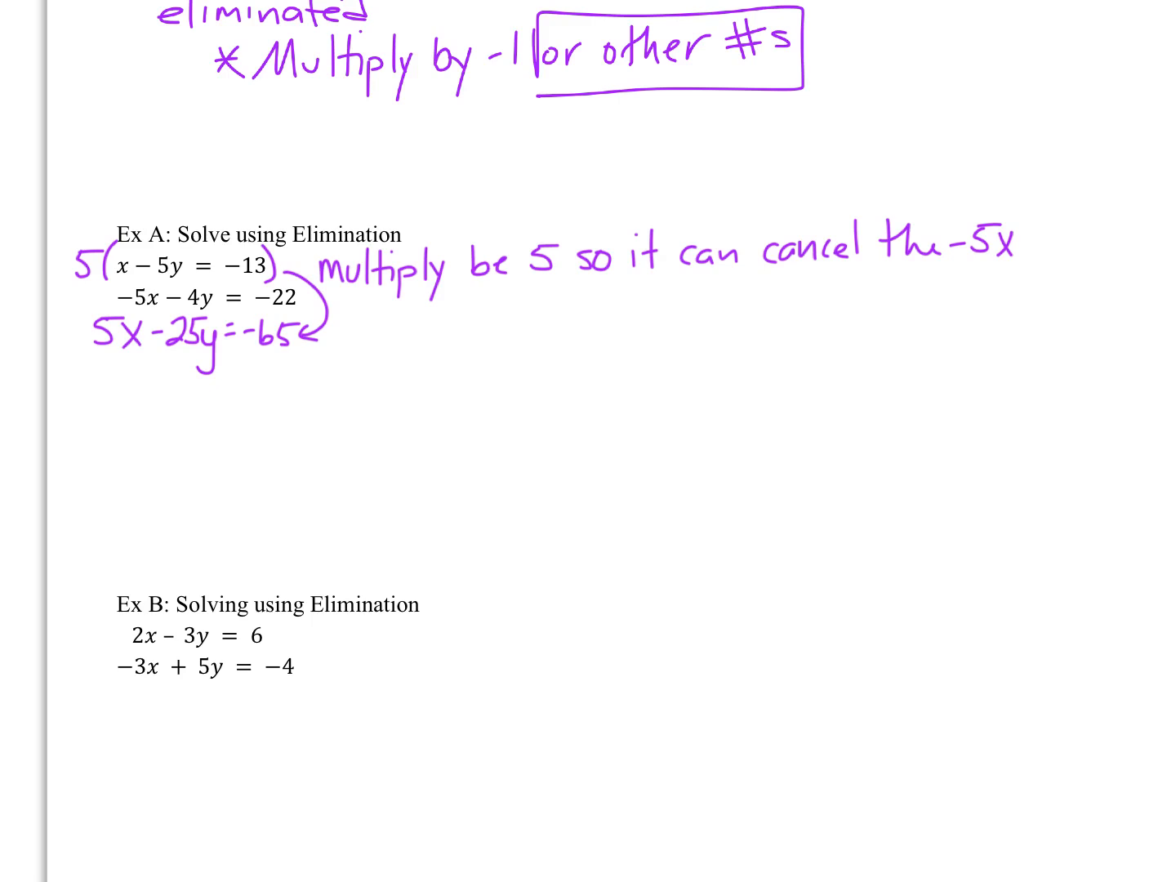Okay, any questions with that step? Because that's really the new part. Okay, so now that I've got this, this equation's kind of gone now, and I'm dealing with just these bottom two, right? So I'm going to add those together, just add straight down. So my 5s are going to go away. Negative 4y plus a negative 25y gives me negative 29y equals negative 87. So from here down to here, I'm adding the equations together.